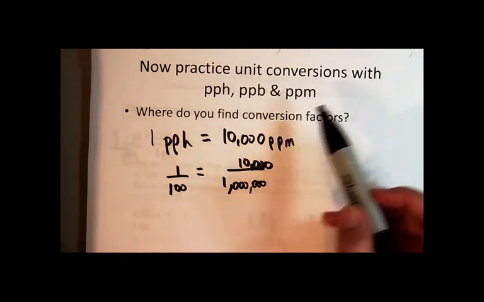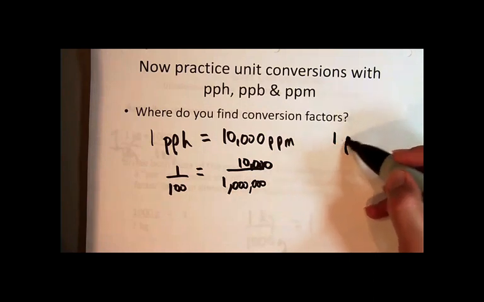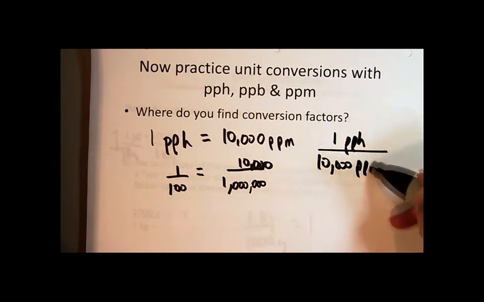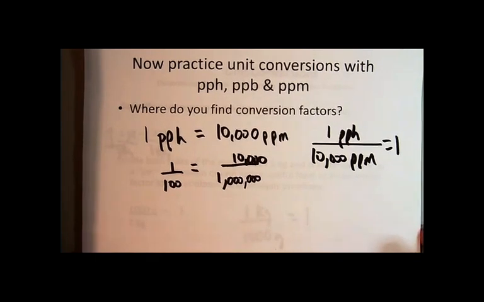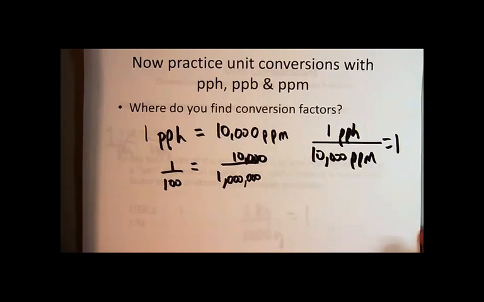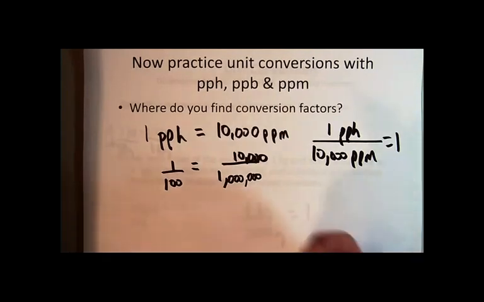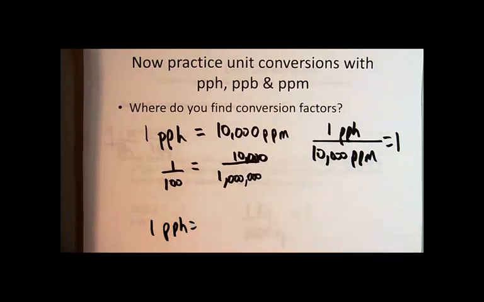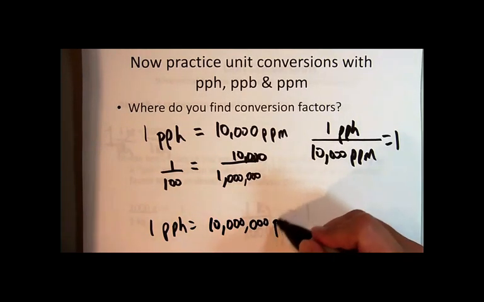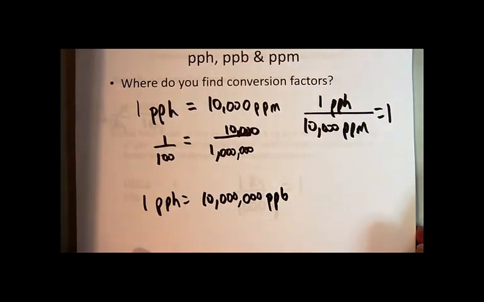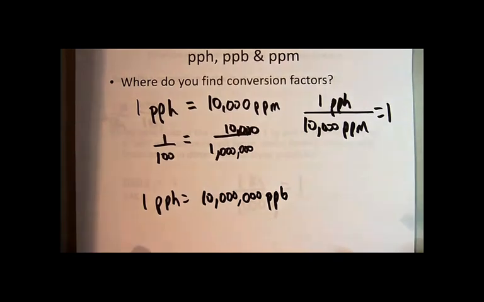Once you have that equality, you can write unit factors from that equality. 1 part per 100 over 10,000 parts per million is the same as 1 because it's an equality. So you can do conversions in a very analogous way to the metric system, going from PPH to PPB to PPM. I just told you 1 part per 100 is the same as 10,000 parts per million. How about 1 part per 100 in parts per billion? A billion is 1,000 times more than a million. So what do you think? It's going to be 10 million parts per billion. So you could make a similar type of conversion or unit factor for parts per 100 to parts per billion. What about the relationship between parts per million and parts per billion?